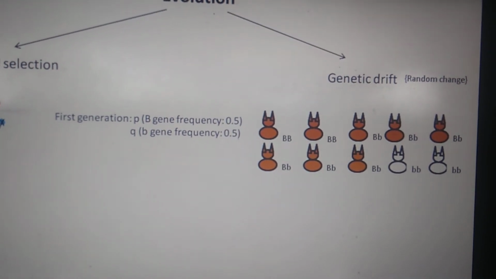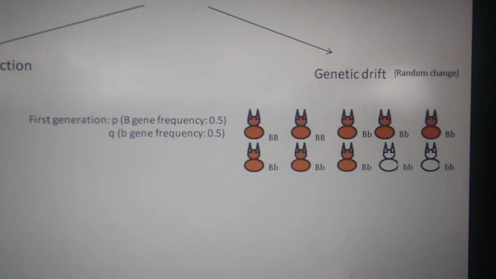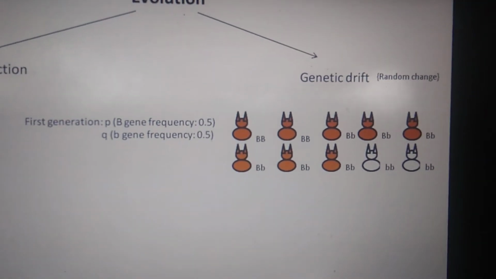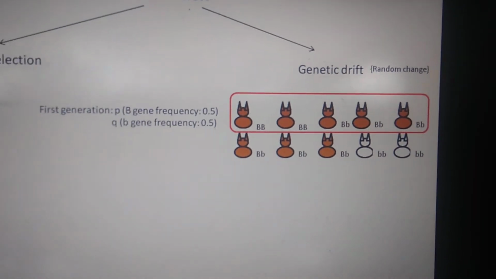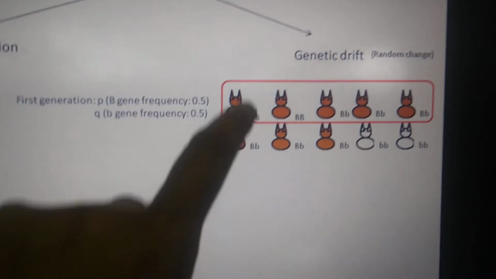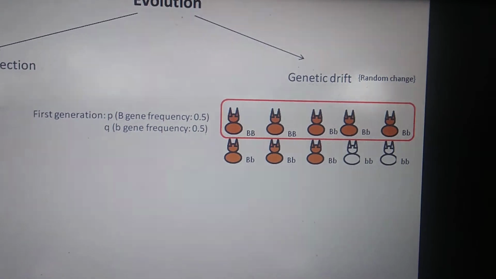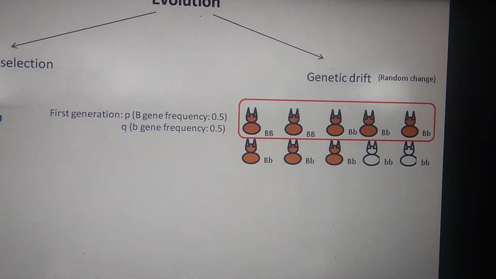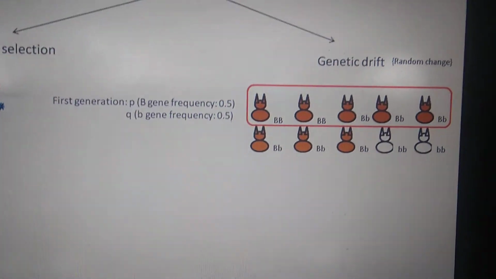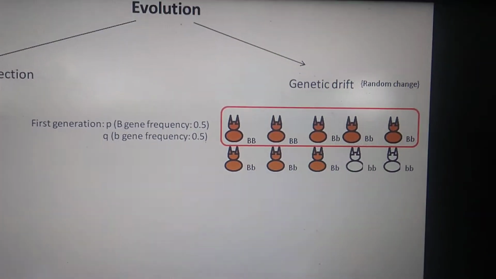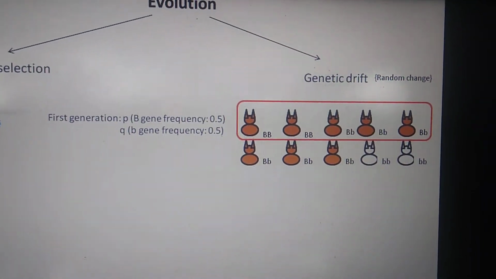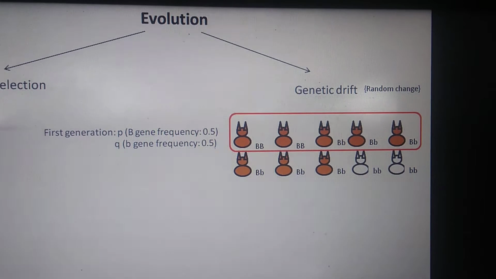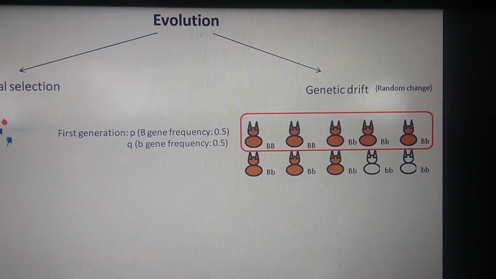But still, a sudden change may occur. A sudden, random change. Suppose the first 5 rabbits are selected and allowed to reproduce. Somehow, they are chosen randomly. Suppose the other 5 died. They were dead. Okay, and these 5 survived and they reproduced.